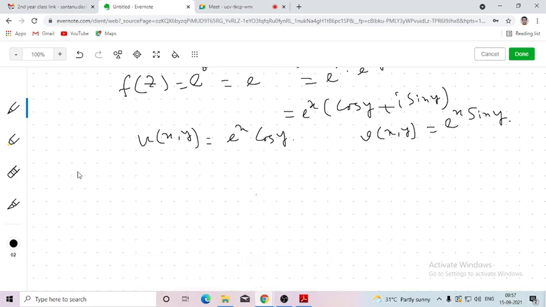Yes, sir. Now we need to find the four partial derivatives. So we need to check two conditions, where the first condition is that the function must satisfy the Cauchy-Riemann equation, and the second condition is that all four partial derivatives must be continuous. Okay. So what is del u del x?